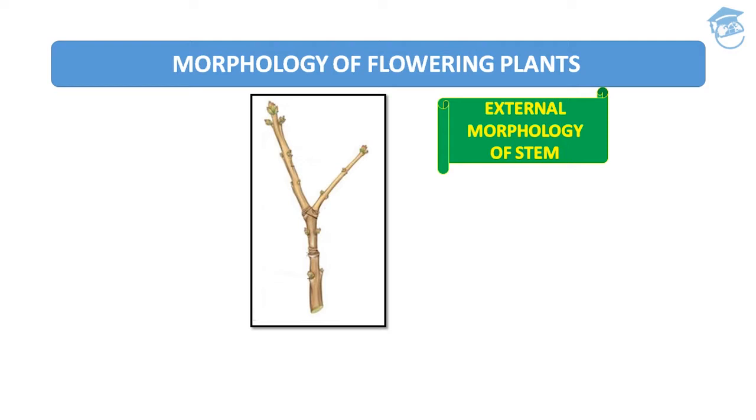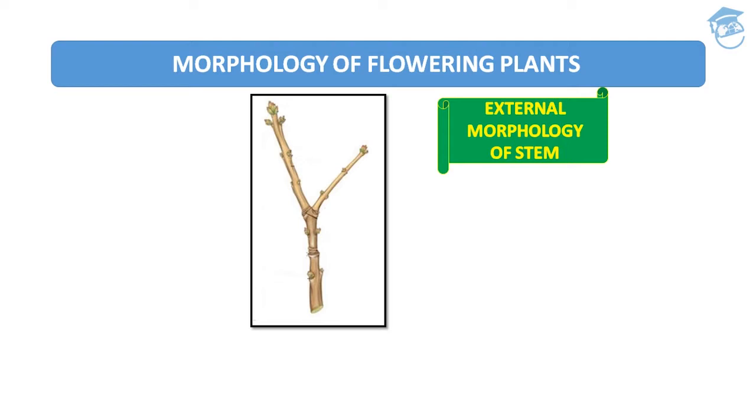The regions of the stem where leaves are borne are called nodes. So these are the nodes from where leaves arise. And please note, students, that nodes and internodes are completely absent in roots, but they are present in stem. So nodes and internodes are the unique characteristics of the stem.